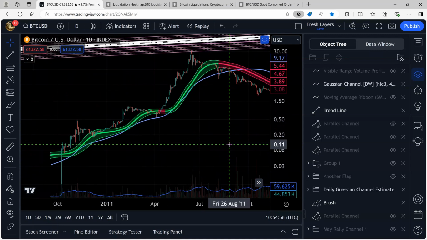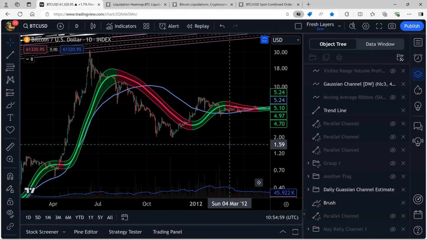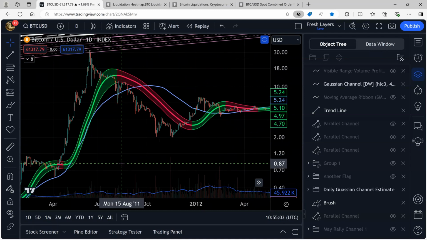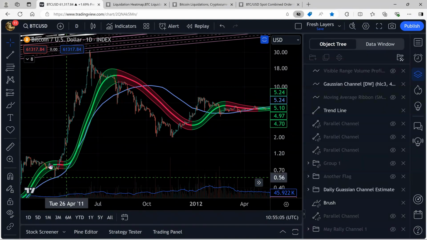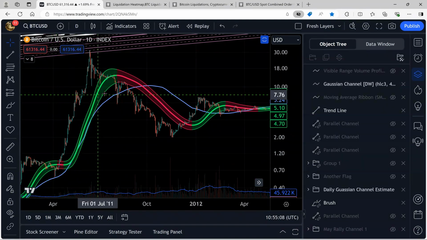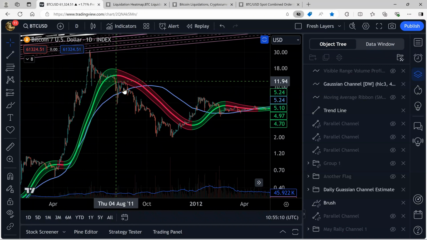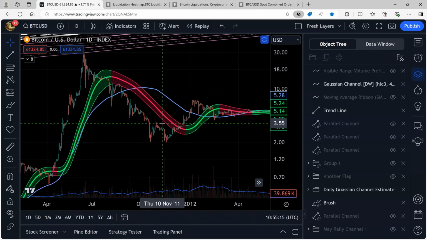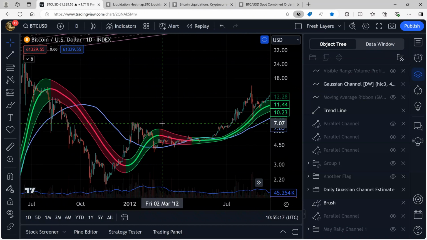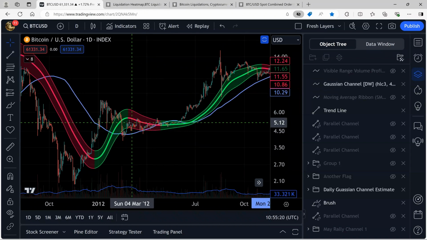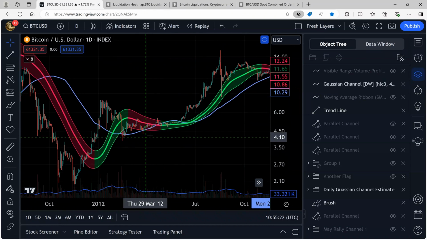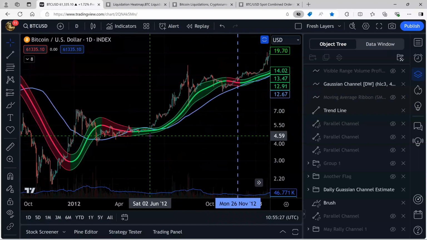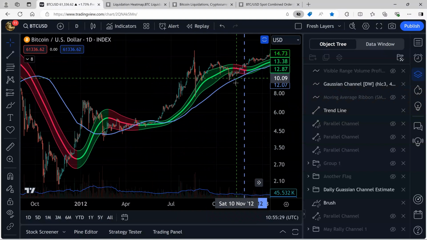But I just want to look at Bitcoin's interaction with the Gaussian channel and also differentiate between what occurs in a bull market and a bear market. See, in a bear market, we're clearly way outside the bottom of the Gaussian channel. And in a bull market, we do dip out the bottom briefly and even create little red areas. You can see here we dipped out a little bit.